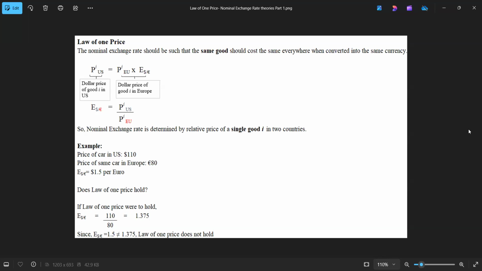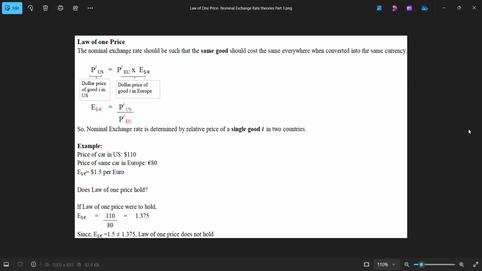So this means that the dollar price of a good should be the same everywhere, regardless of wherever it's sold, which means that the dollar price of good i in the US, which is P_i^US, should be equal to the dollar price of good i in Europe, which would simply be the euro price of good i in Europe, P_i^EU, times the dollar to euro nominal exchange rate.